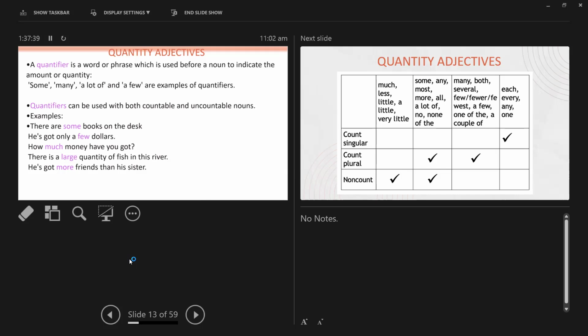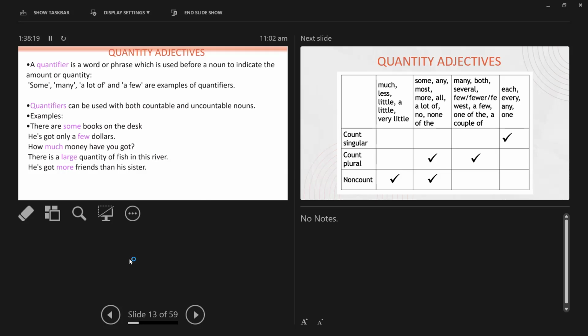Okay, so, nakikita niyo ba? Versatile tong mga quantifiers na to. Some, any, more, most, all, a lot of, no, none of. Ang hindi mo lang siya pwedeng gamitin sa singular countable nouns such as some table. Some nga ibig sabihin more than one, di ba? A lot of table, hindi pwede. A lot of tables, pwede. There are a lot of tables, okay? Now, ito lang, some, any, most, more, all. Yan lang yung mga quantifiers na pwede sa count, plural, and non-count.